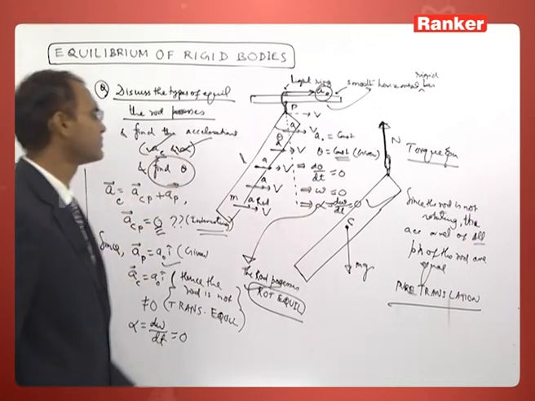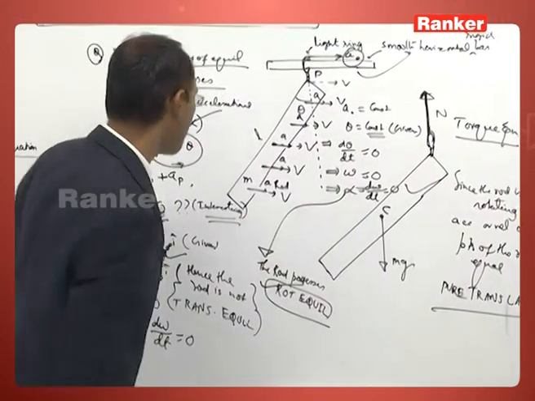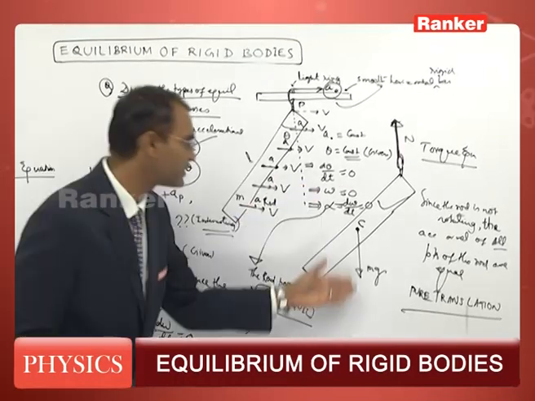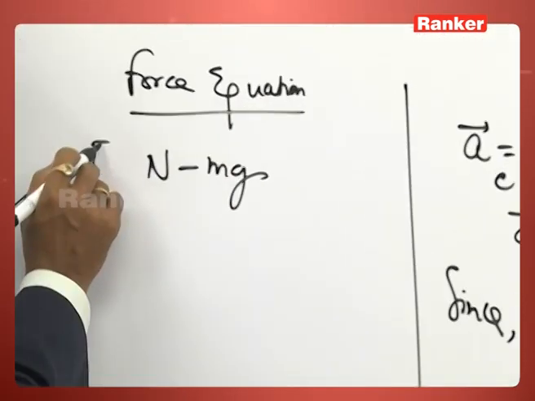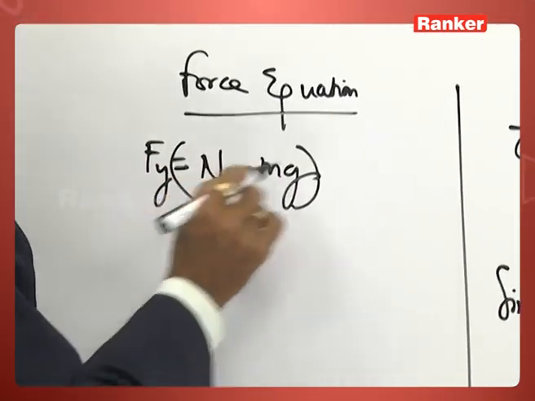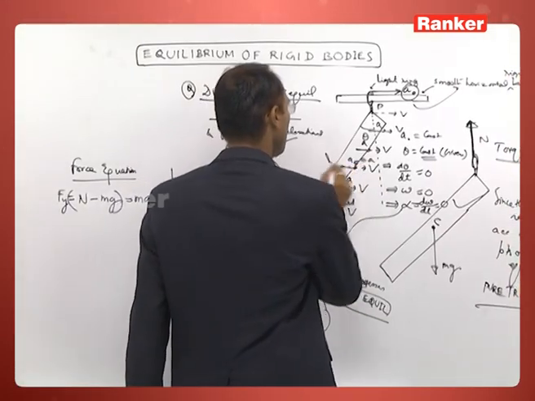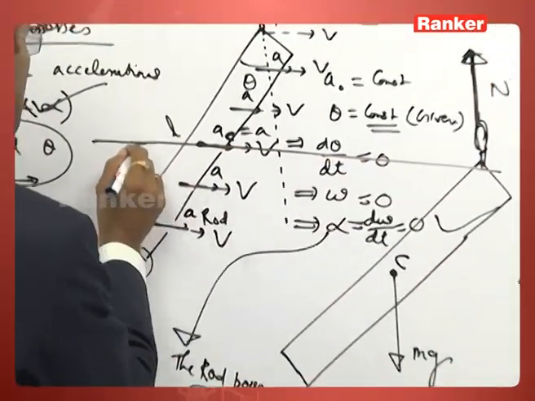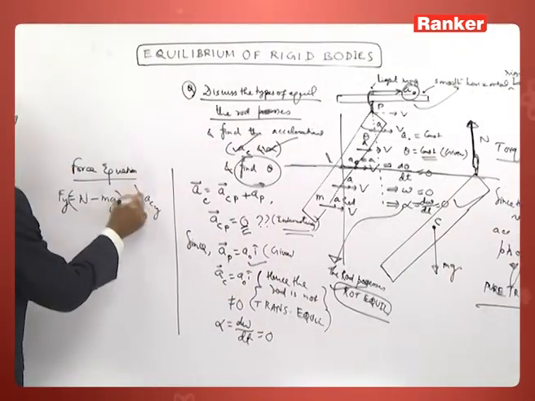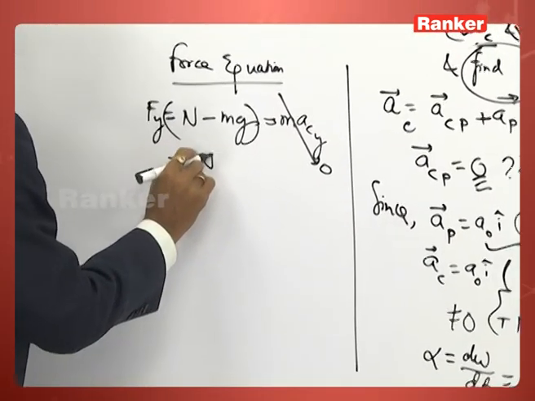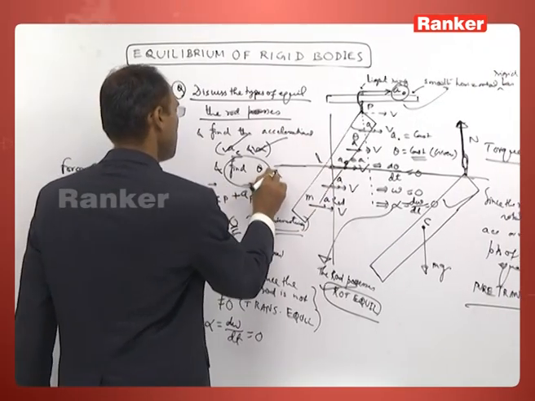To find theta, we can write the force equation and the torque equation. Let us write the force equation. What are the forces acting? Mg and N. N up, mg down. This is the net force acting in the y direction, equal to M into ACY. The center of mass moves with a constant acceleration along the horizontal direction. Therefore, its vertical component is 0. So Ay is 0. Therefore, N is equal to mg. Answer. So, find theta and N.